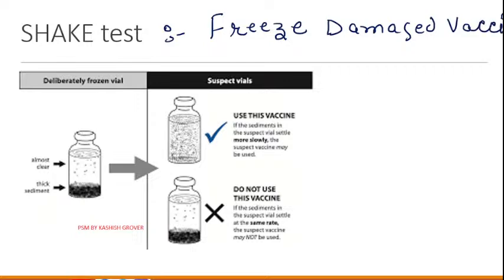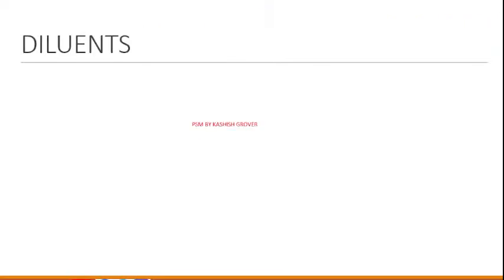Now, what is there in this shake test? If you are suspecting any vaccine to be frozen, what to do? Shake it, right? If the amorphous component settles down, then do not use the vaccine. But if it is cloudy all over the vaccine, then use the vaccine. Important point here is it is for freeze damaged vaccines.